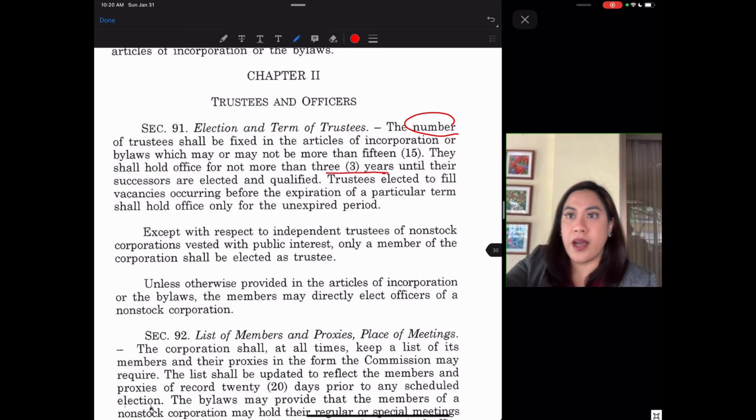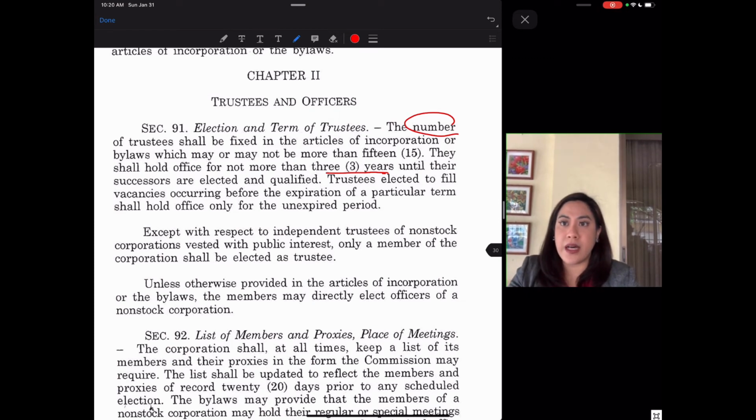Therefore, a non-stock corporation whose articles or bylaws state that the term of the trustees shall exceed 3 years is void. So all members of the board of trustees must be members of the corporation except independent trustees of non-stock corporations vested with public interest. So what are corporations vested with public interest? Please refer to section 22.